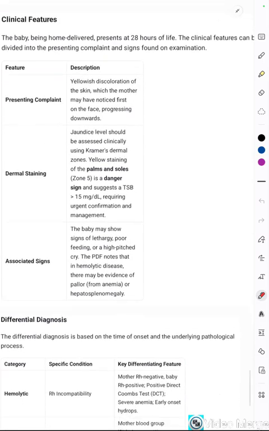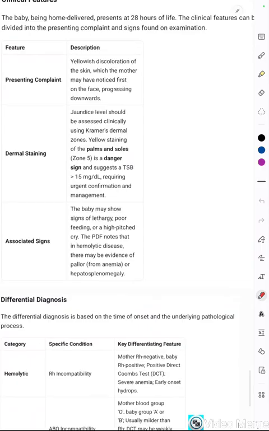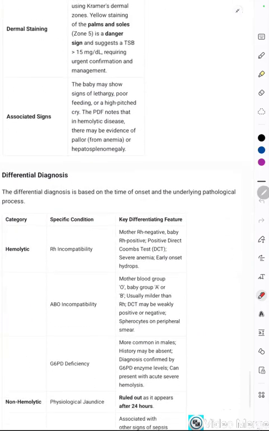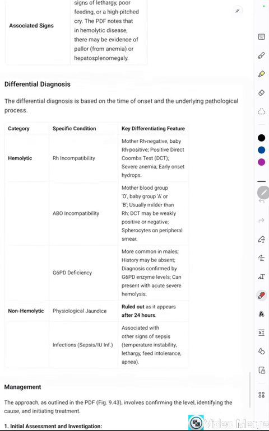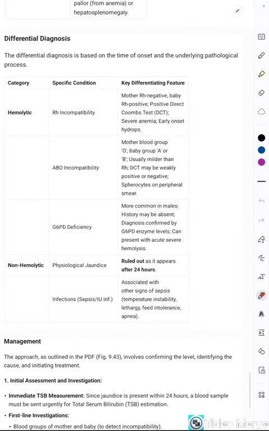Then the associated signs are that the baby may show lethargy, poor feeding, or a high-pitched cry. Then there can be signs of anemia and hepatomegaly as well. Differential diagnosis can be these different conditions like Rh isoimmunization, ABO isoimmunization, G6PD deficiency, hereditary spherocytosis. Non-hemolytic causes can be physiological jaundice, but it appears after 24 hours and is generally not severe in nature, so it is ruled out. Intrauterine infection and sepsis are associated with other signs like temperature instability, hypothermia, feeding intolerance, hypoglycemia, apnea. So these can be the differential diagnosis.